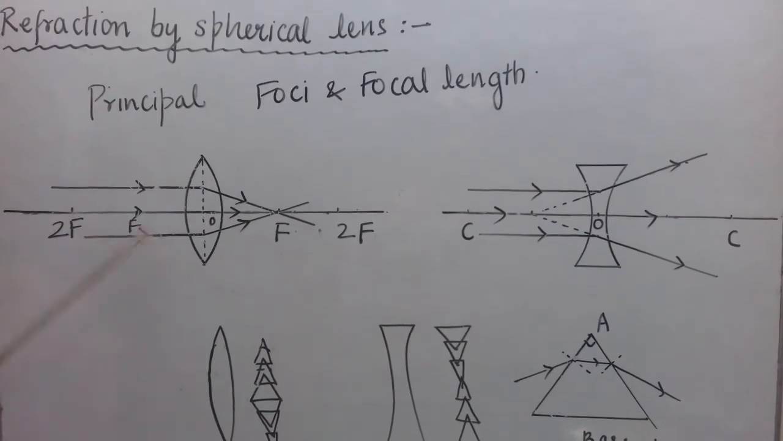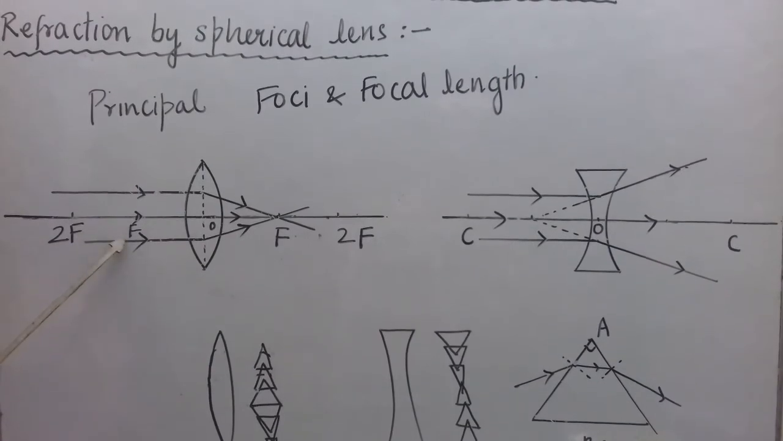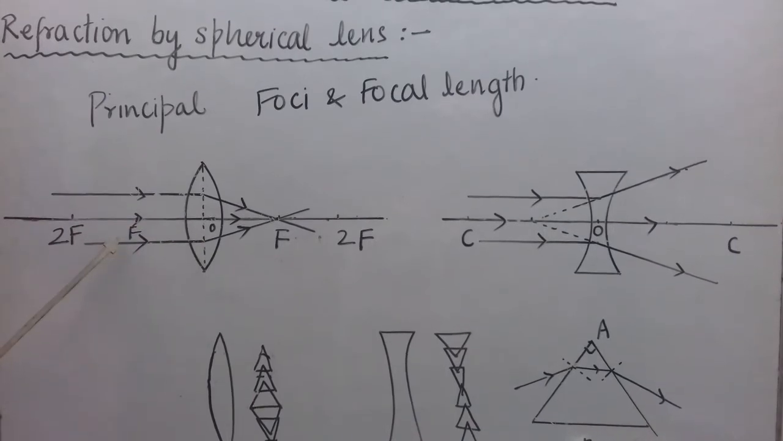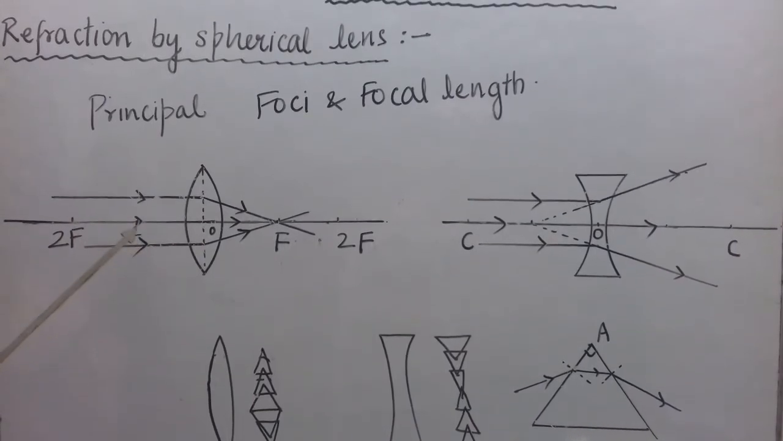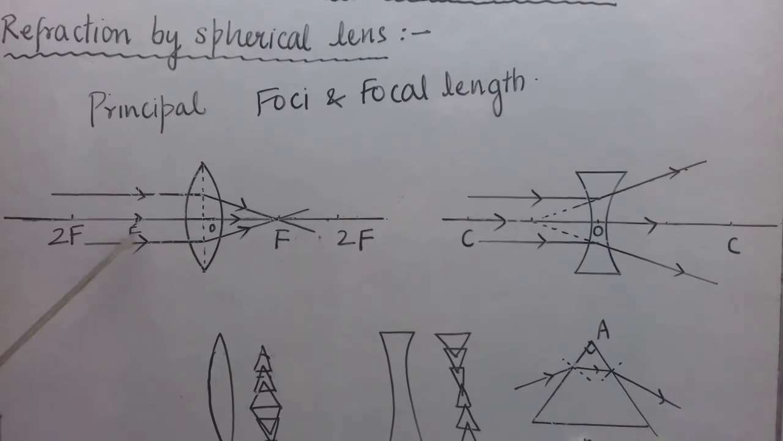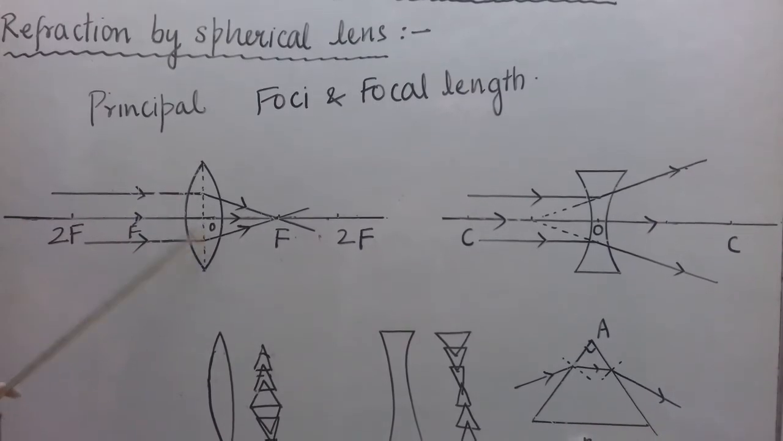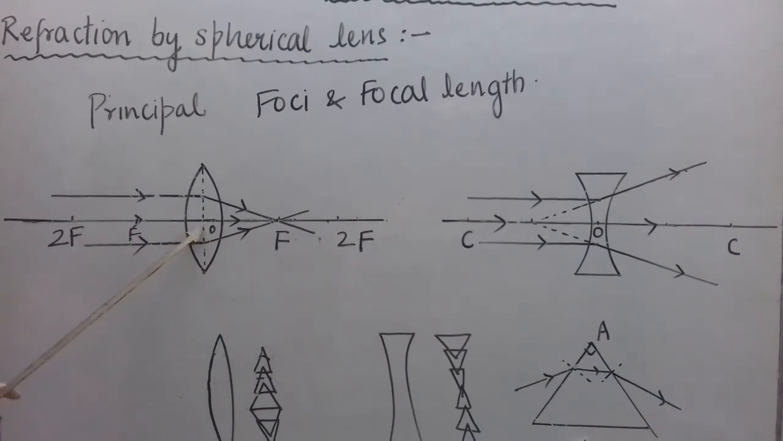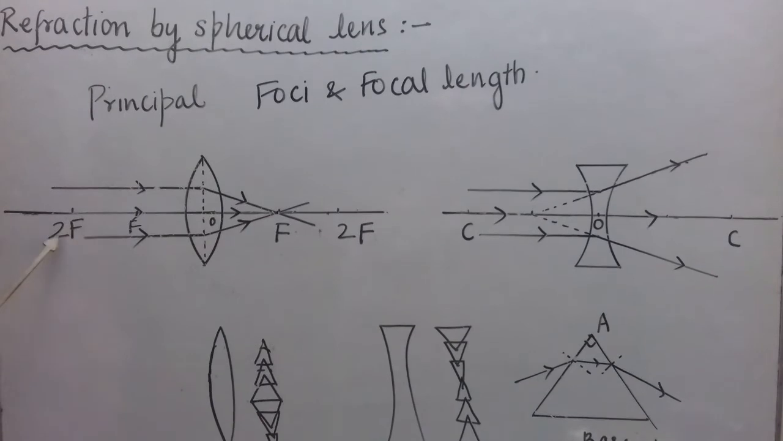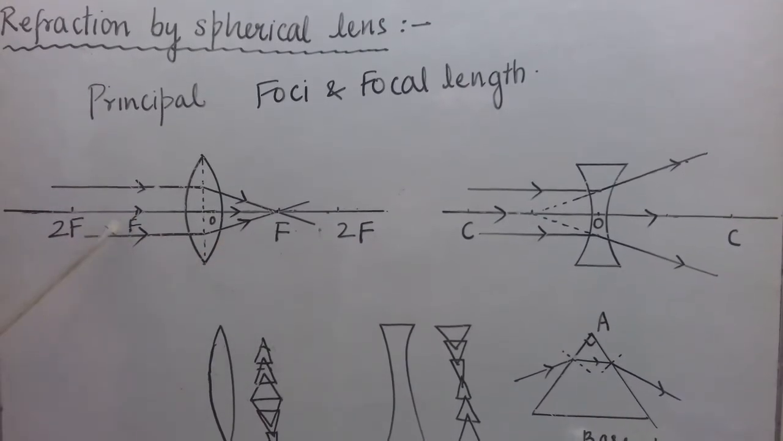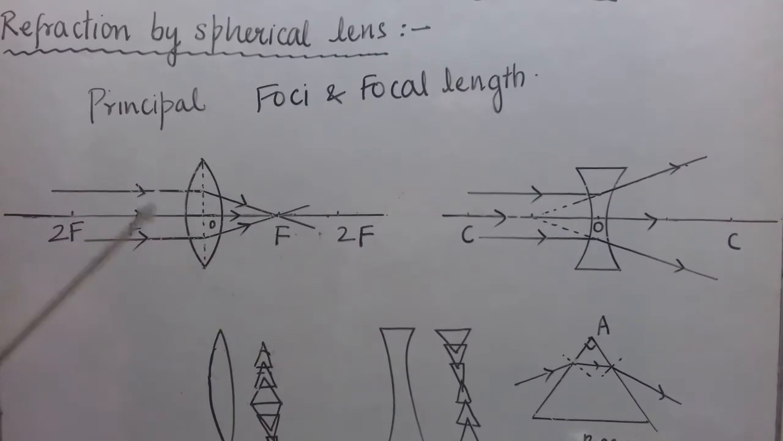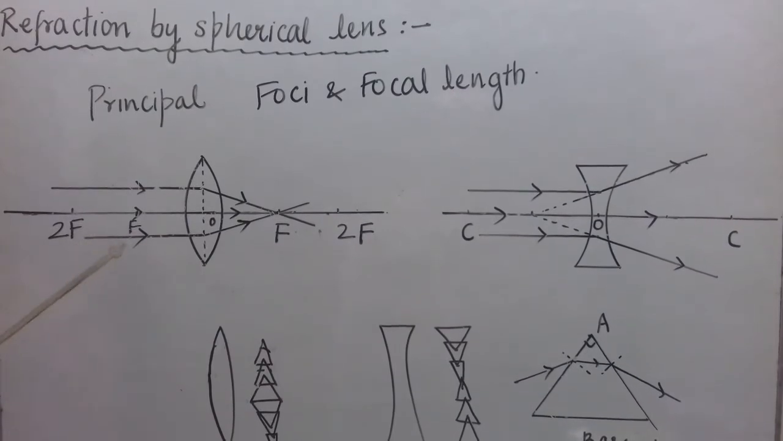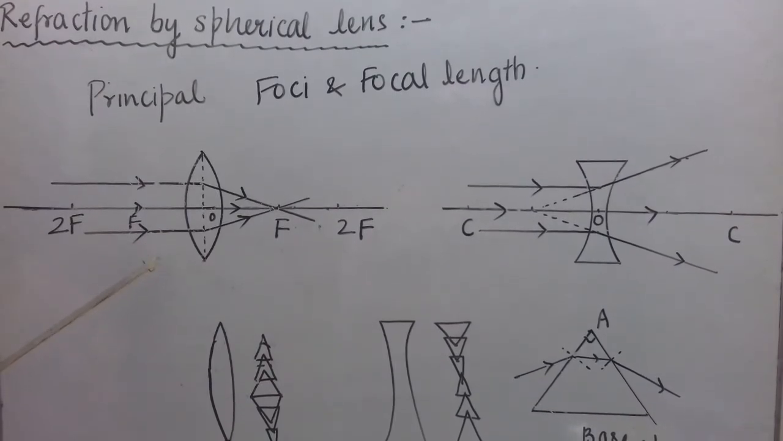So, in the lens diagram we don't write C, we write 2F, because this F lies midway between C and O. So, what will be the focal length? Focal length for a lens is the distance between the principal focus and the optical center of the lens. There are two focal lengths, this length FO and this length FO. In many books, instead of F to F on both the sides, they write F1 to F1, F2 to F2. Here I have just written F to F.